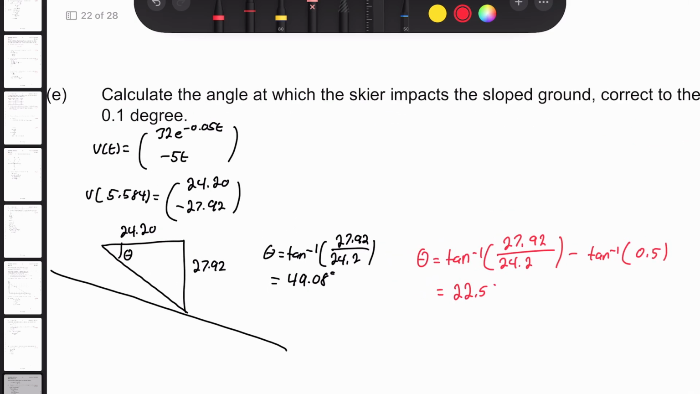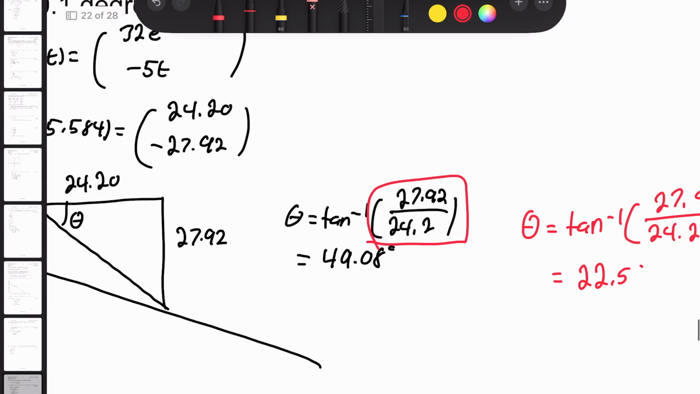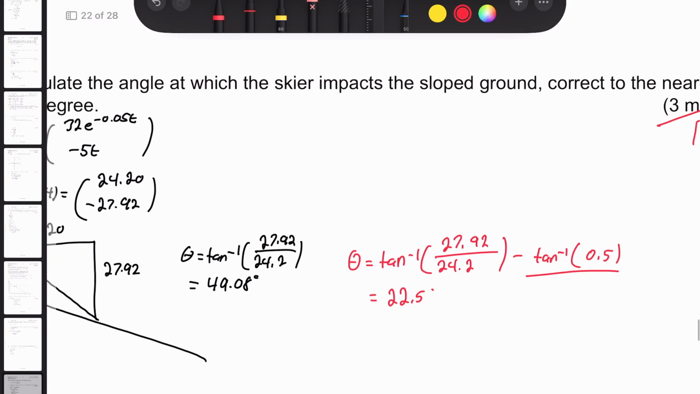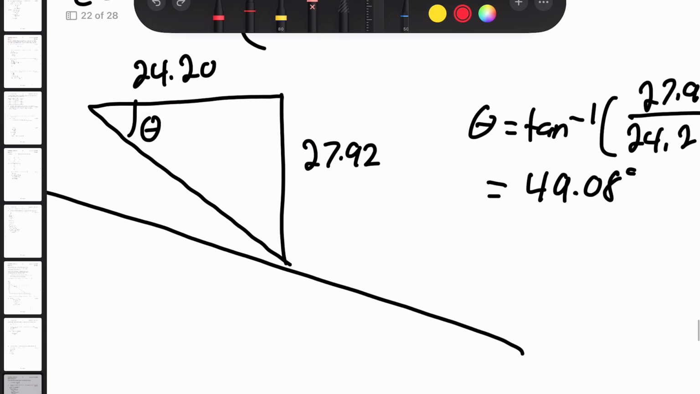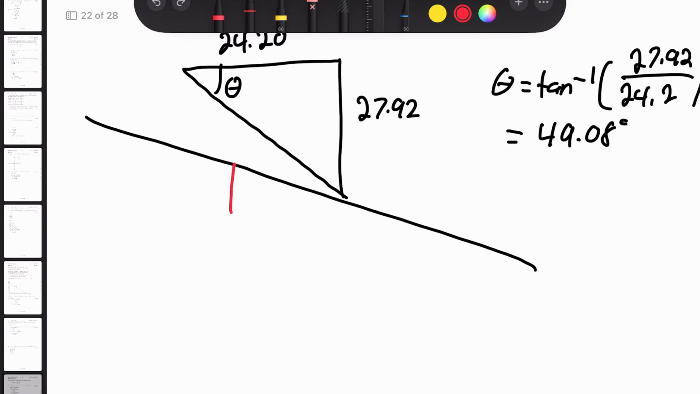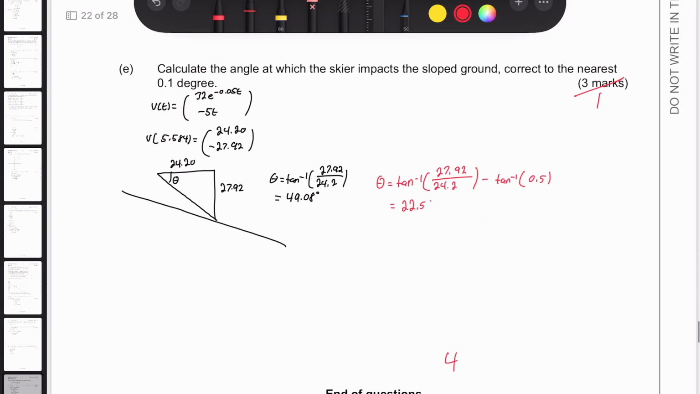angle of impact was a bit off because you had to take this value, or the 49 is taken away from the value that the sloped ground makes. So you have to take away tan negative 1 of 0.5, because that'd be 1. So you take it away from that angle since you're coming in like this. So yeah.